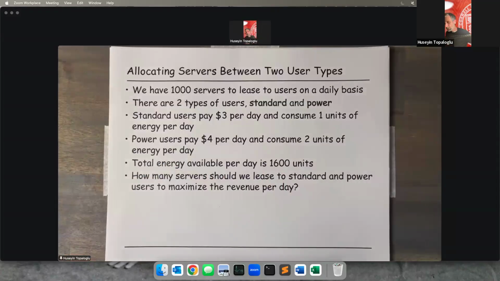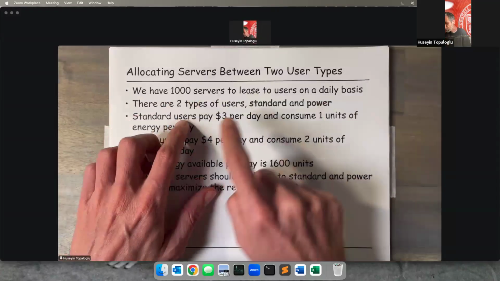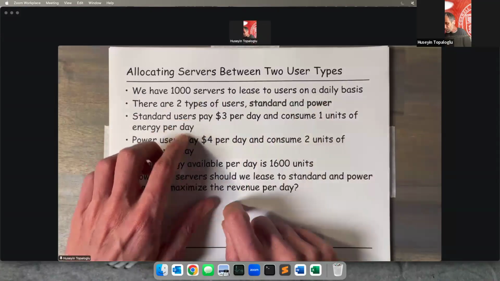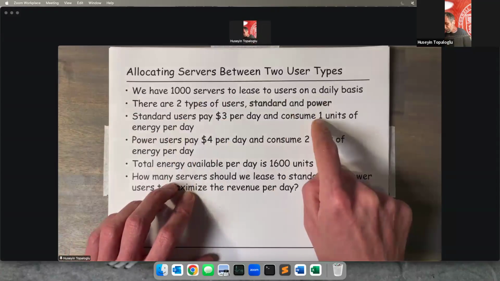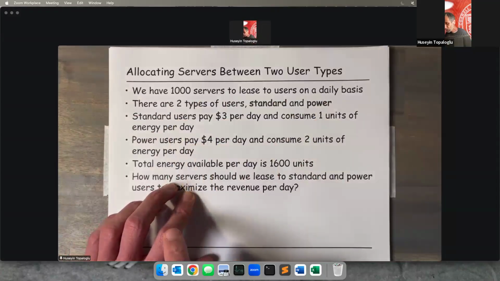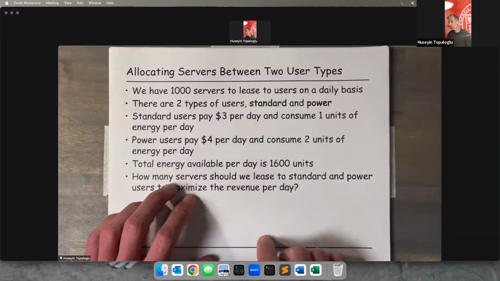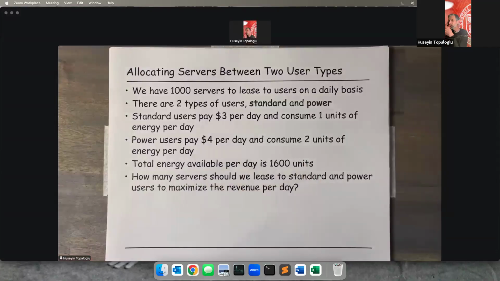Okay, so this is the problem that we would like to solve. We have 1,000 servers to lease to our customers. We have two types of customers: standard users and power users. Standard users pay $3 per day and consume 1 unit of energy per day. Power users pay $4 per day and consume 2 units of energy per day. And we have 1,600 units of energy available per day. And we want to figure out how many servers we should be leasing to standard and power users so that we maximize the total revenue that we collect per day.